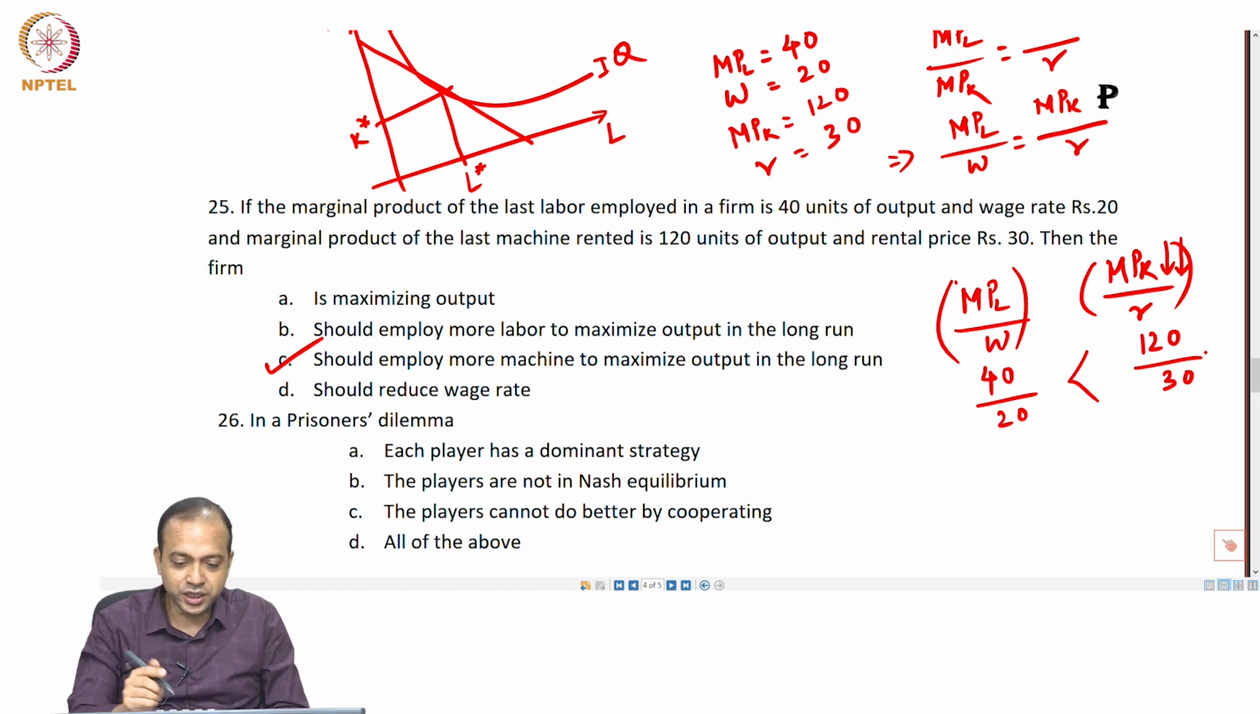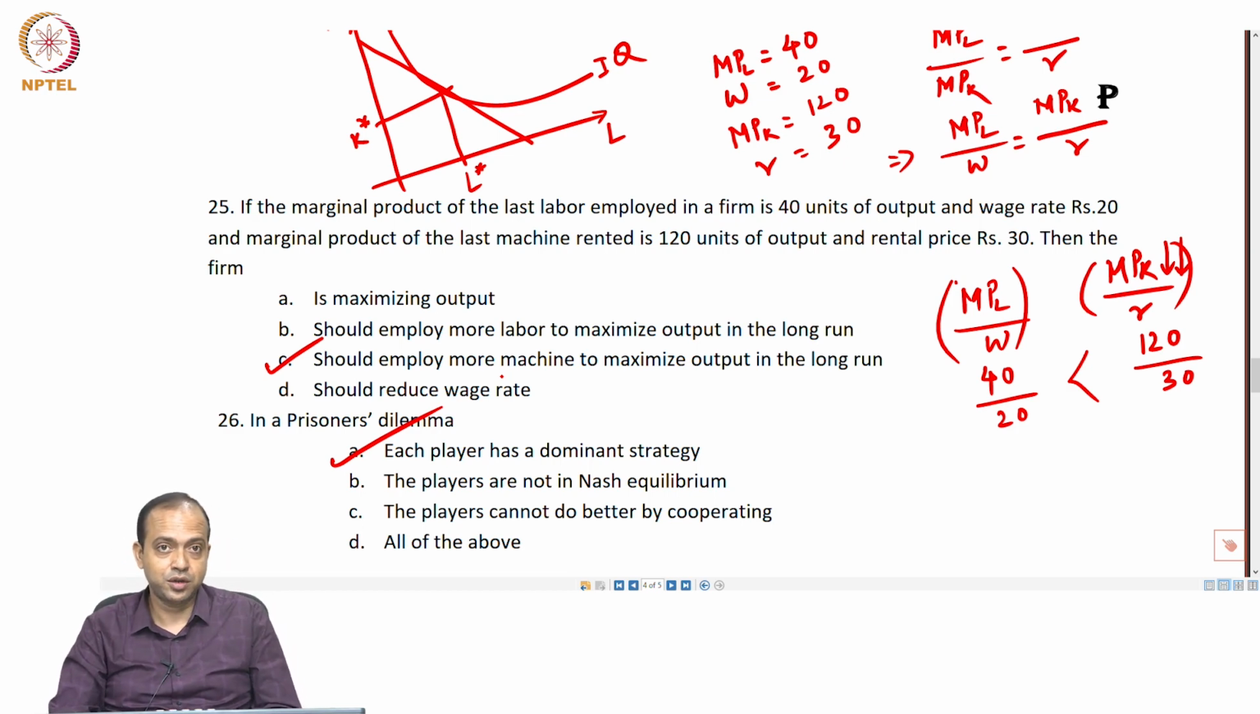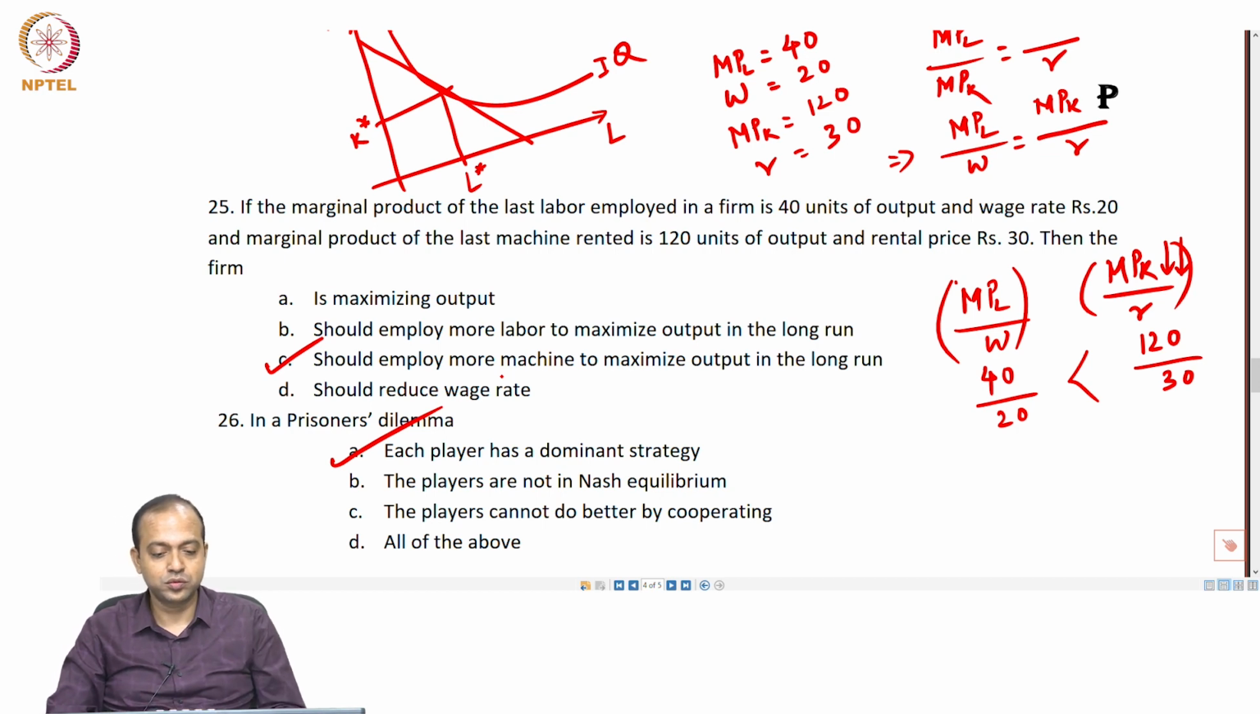So, therefore, each player has a dominant strategy. That is the condition for prisoner's dilemma. Without a dominant strategy, we cannot call a game a prisoner's dilemma. That is one condition. Each player must have a dominant strategy. The dominant strategy is non-cooperation. That means the players can do better by cooperation. So, this is also not true. And the players are not in Nash equilibrium, that is also not true, because all dominant strategy equilibria are Nash equilibria. That also we said.